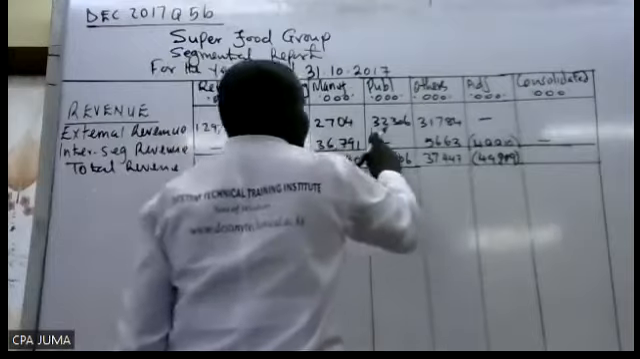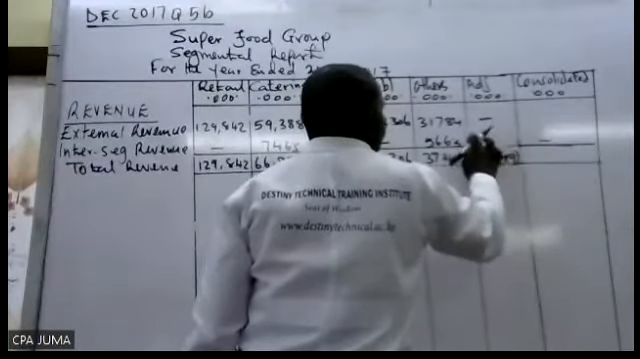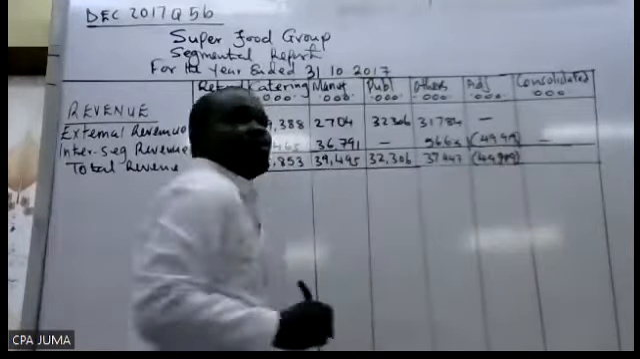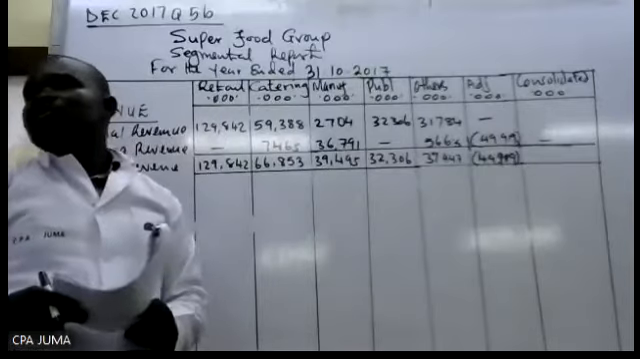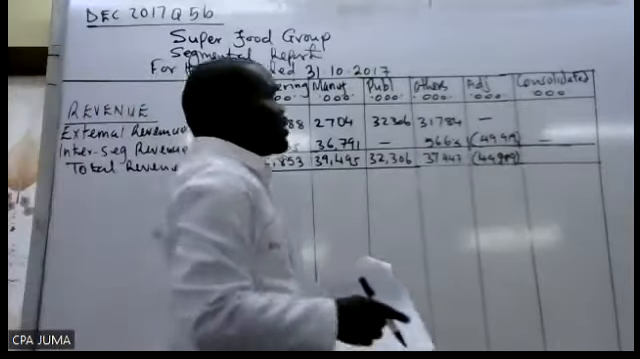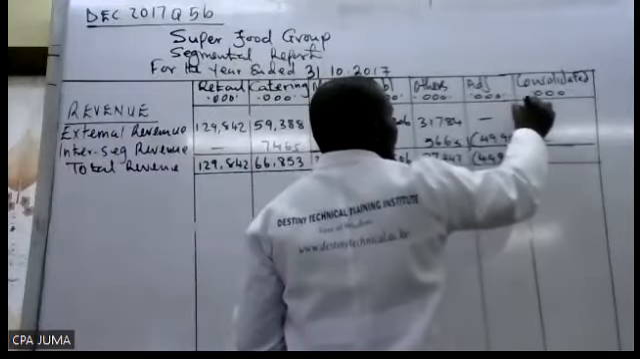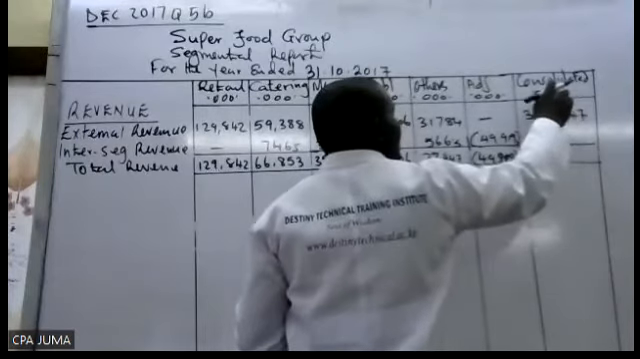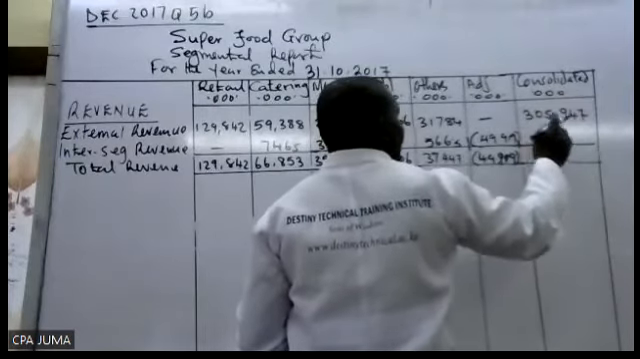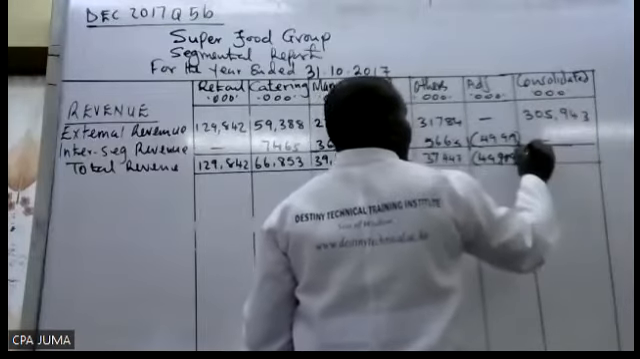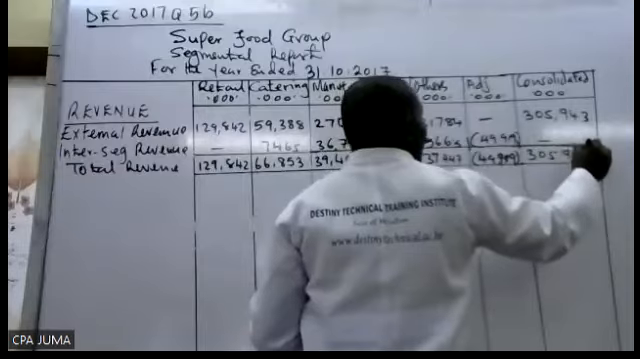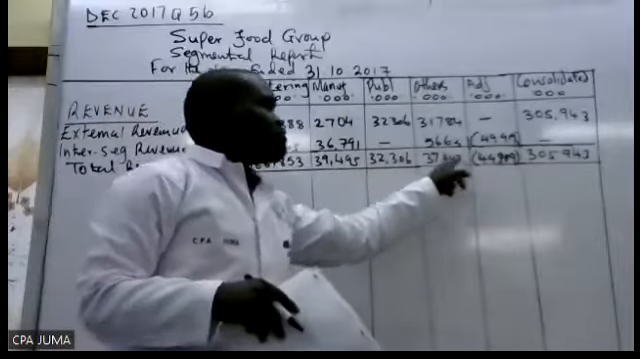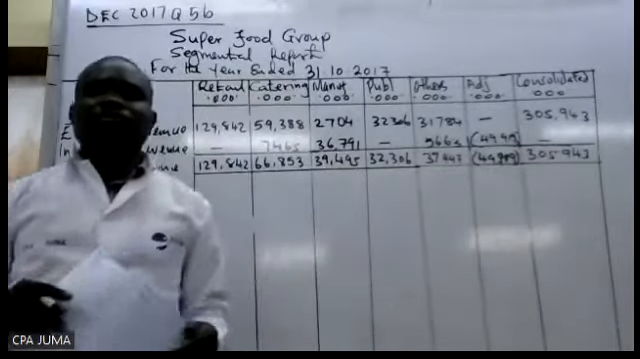This was the sum of this plus this plus this. It gave us 49,919. Total comes to? 305,947. So this? 943. Okay. So that is what you bring down here. And I hope when you add this one here, this plus this plus this plus this plus this minus this, you should get the same.